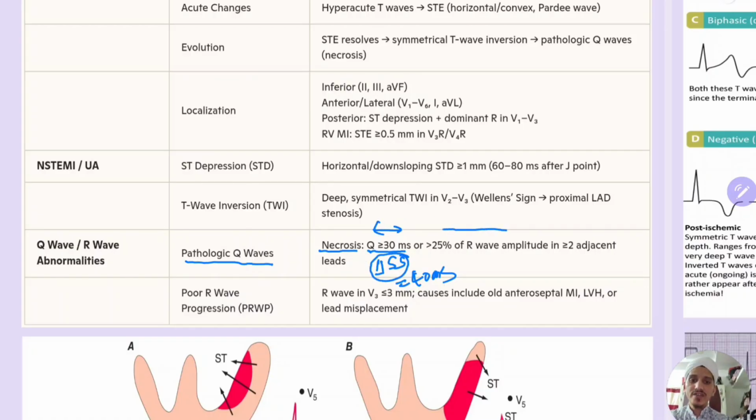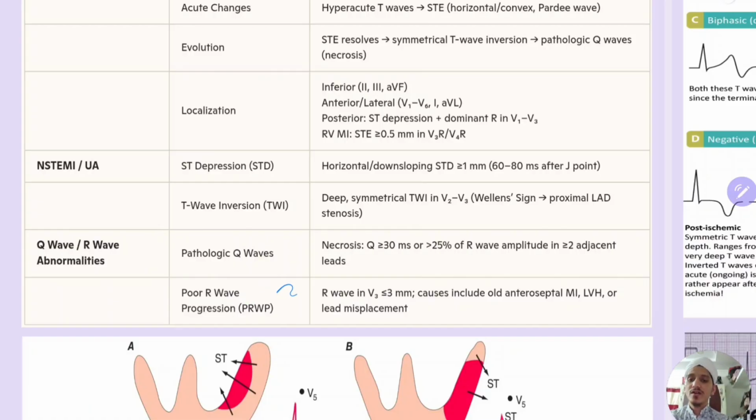And more than 25% of R wave amplitude in adjacent leads. Remember this point, in adjacent leads. This is not contiguous leads, it is adjacent leads. If this is there, then those are known as pathological Q waves.